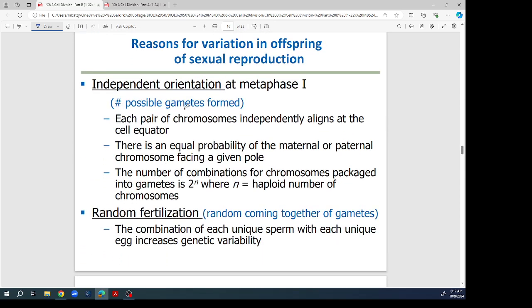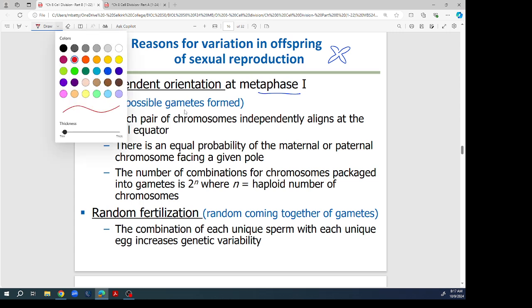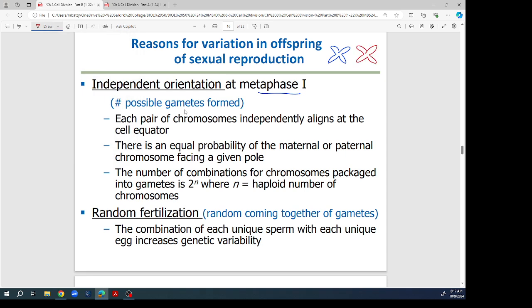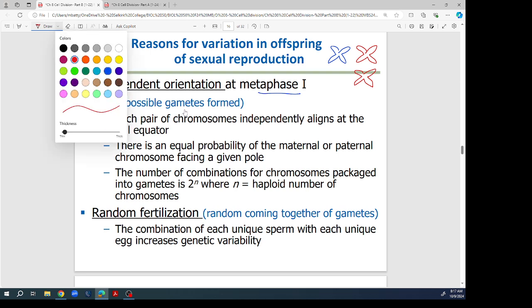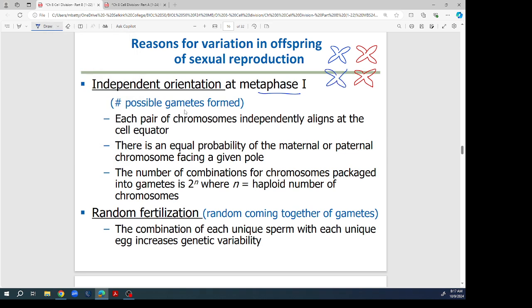The reasons for sexual reproduction, the variation in sexual reproduction, is that when those tetrads line up, those homologous chromosomes, remember you have one maternal and one paternal, you're not going to have all the maternal on one side and all the paternal on the other side, right? You might have a mixed match. And remember, you have 23 pairs of chromosomes, we should say, that are all lined up this way. And so the idea that they're all lined up and are going to be sorted equally is not the same.